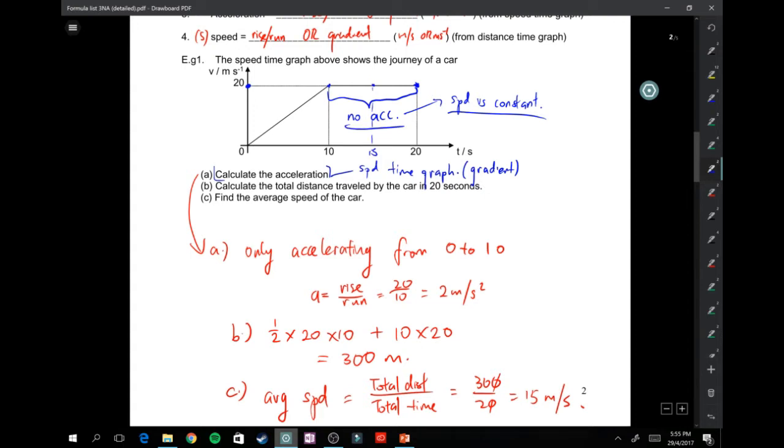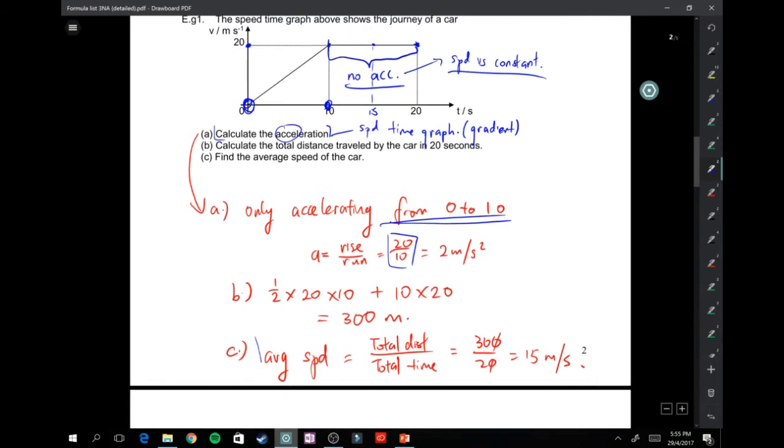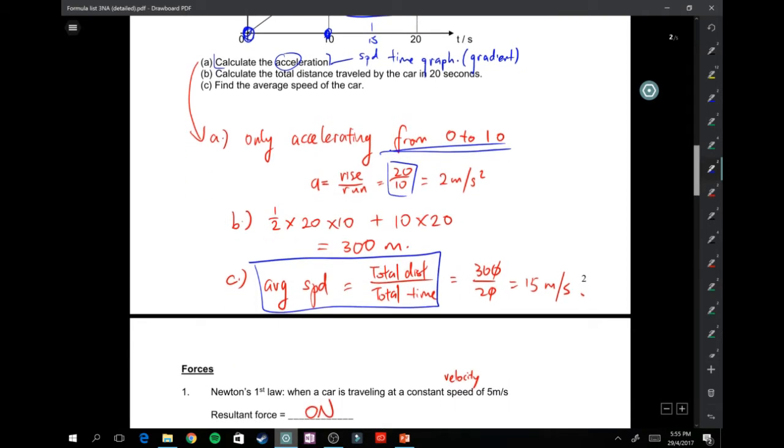So when they say calculate the acceleration, they are obviously only asking from 0 seconds to 10 seconds. In that case we have this statement here, only accelerating from 0 to 10, and the rise over run is simply 20 over 10. Remember that average speed is total distance over total time. And I think we are done here.